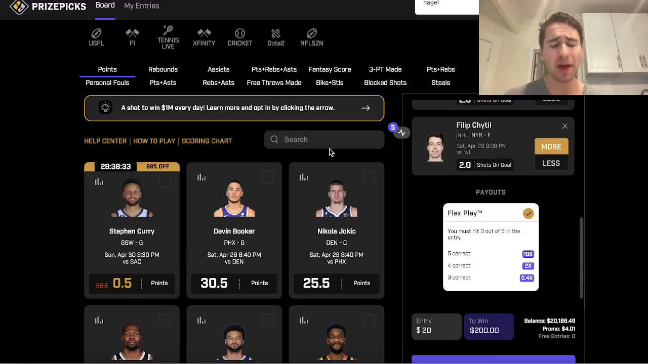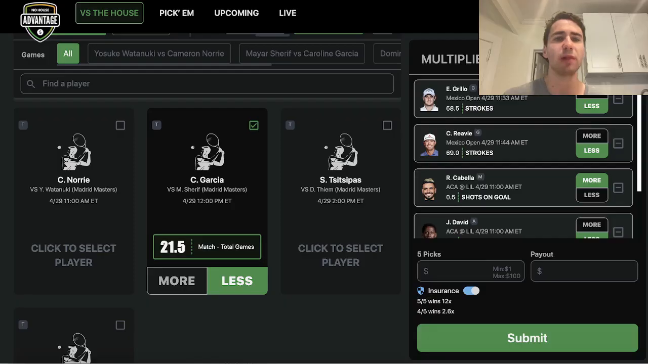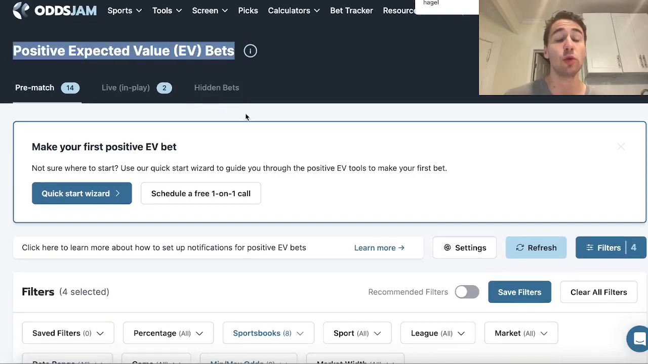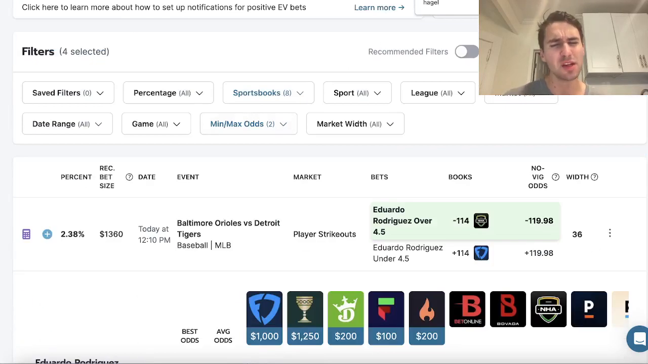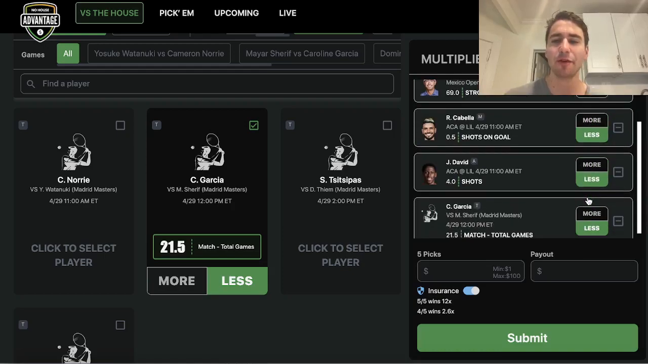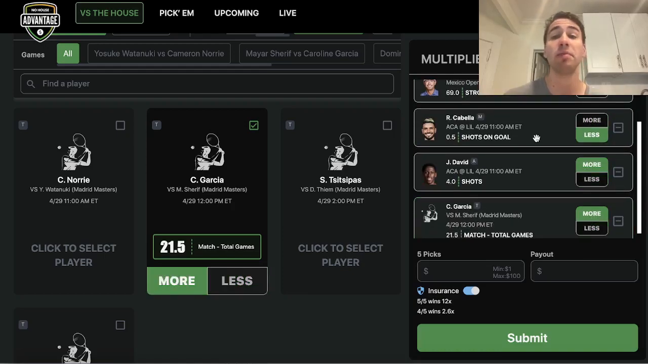But anyways, let's go ahead and look for value on all these platforms. And typically the tool I start out on is the positive EV tool on OddsJam. So what's interesting about PrizePicks and No House Advantage, I've explained this in other videos, but these are fixed payout platforms.